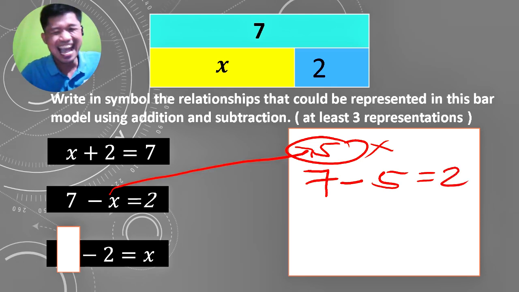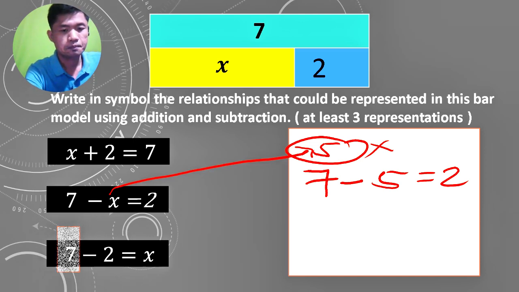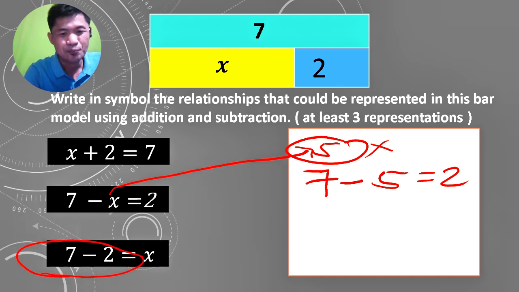Correct! Yes! And last is 7 minus 2 equals x. It's 5. Simple arithmetic on this left side of the equal sign. 7 minus 2 equals 5. So our x is 5.